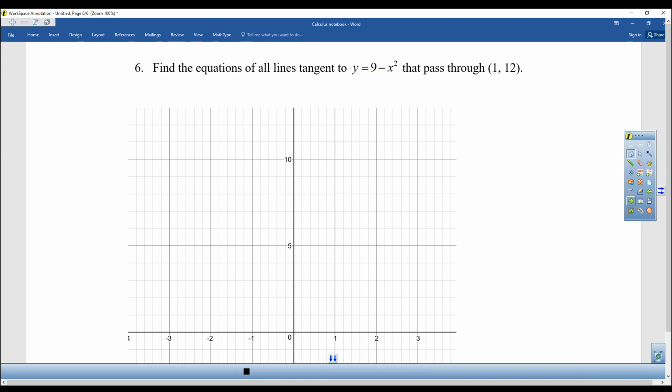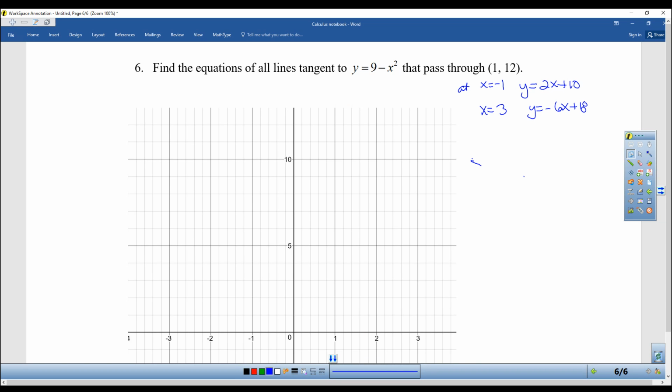And finally, number 6, which you might want to skip ahead through the video and watch, there are actually two lines that are tangent and pass through that point. There is one at x is equal to -1, and that equation is y is equal to 2x plus 10. And there's a second one at x is equal to 3, and that equation is y is equal to -6x plus 18. All right, so those are the answers real quick.